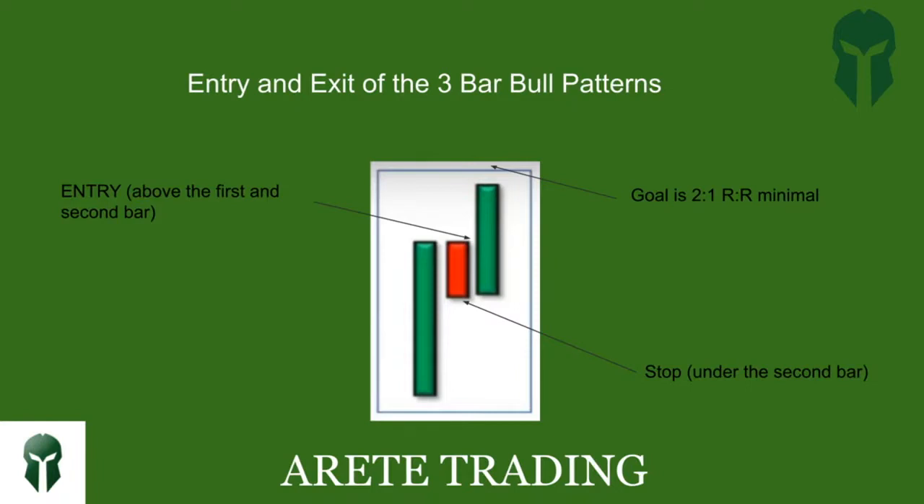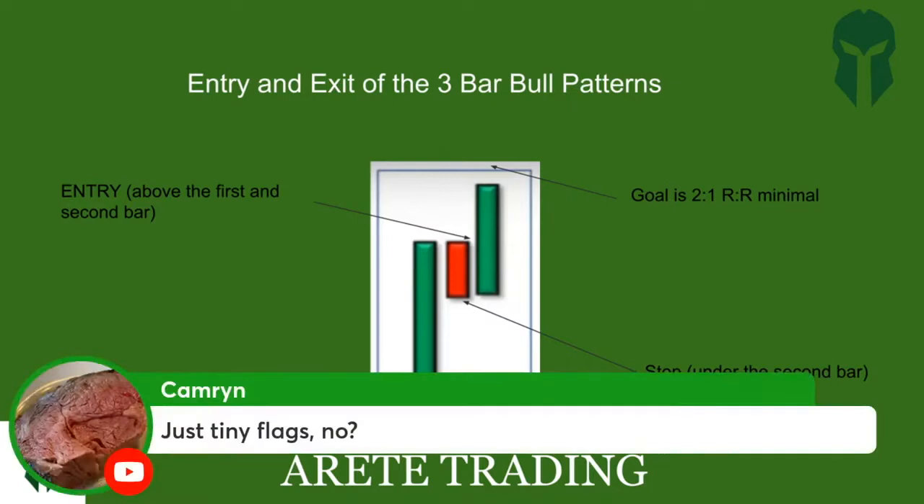Your stop is under the second bar. It's not under the body of the second bar. It's under the wick or whatever the low is of the second bar. That is what your stop is under. So keep that in mind, and we'll go from there.